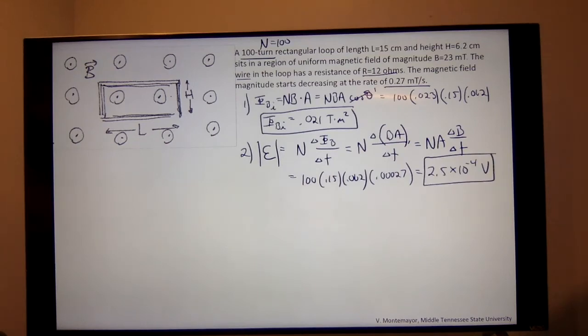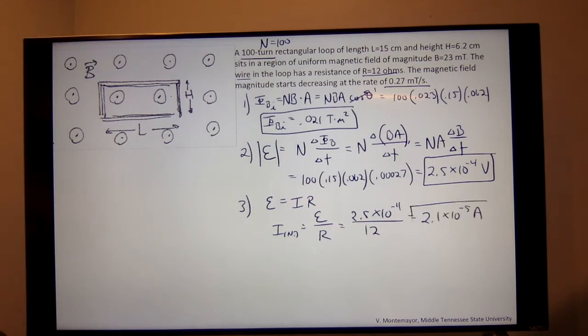from which we can find the current. We could just say that the induced voltage is equal to I times R. So I induced is the induced voltage over R, so that's 2.5 times 10 to the minus 4. And they said the resistance was 12 ohms, so that gives me 2.1 times 10 to the minus 5 amps.